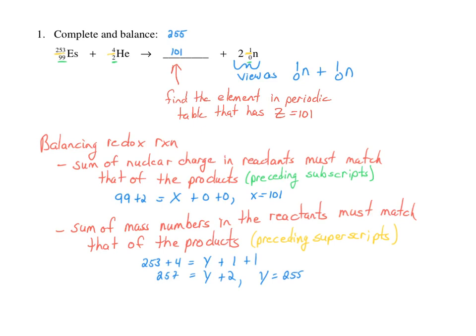So now we go to the periodic table and find the element that has the atomic number or the nuclear charge Z equals 101, and we see that is Mendelevium.